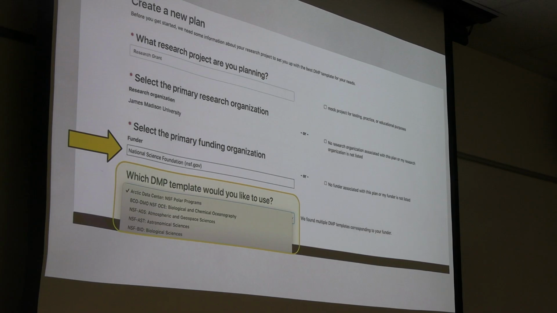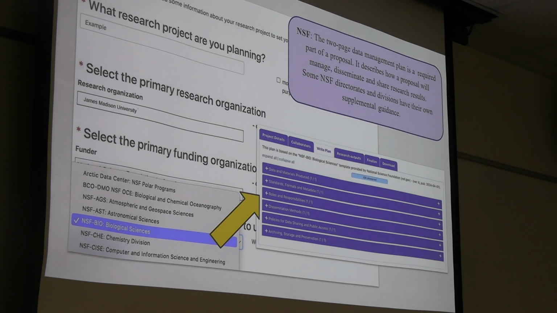I'm assuming most people in this room are going to use an NSF template. I usually, if I'm showing it, will use the generic NSF, but there's also ones that are tailored, such as the NSF for biology. Depending on the template you select, the questions will vary. So, for example, with the NSF bio plan, this is going to include sections tailored to that directorate, as shown on the screen. You might also see additional tabs if your funder requires follow-up plans post your funding award.